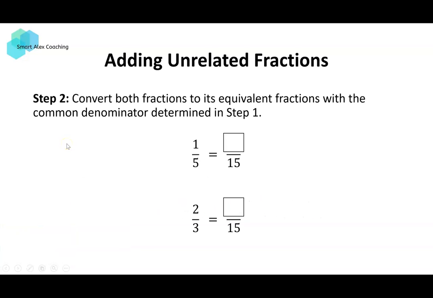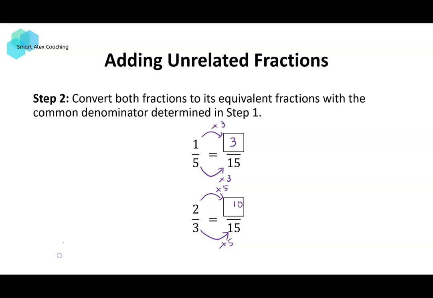We now choose 15 as the common denominator, and we're going to convert each fraction to the equivalent fraction with the denominator of 15. 5 times 3 is going to give us 15. 1 times 3 is going to give us 3. 2/3, 3 times 5 is going to give us 15. 2 times 5 is going to give us 10.